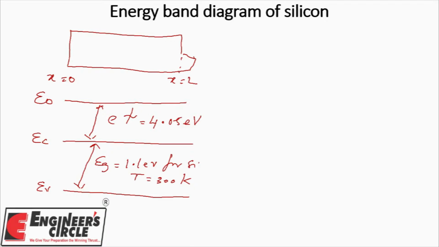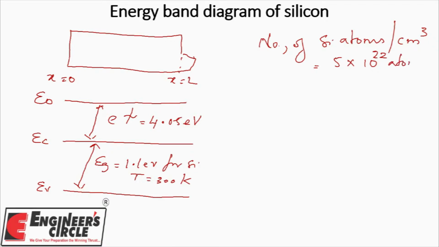So if you look at silicon, the number of silicon atoms per centimeter cube, we got this answer as approximately 5 multiplied by 10 to the power of 22 atoms per centimeter cube for silicon.